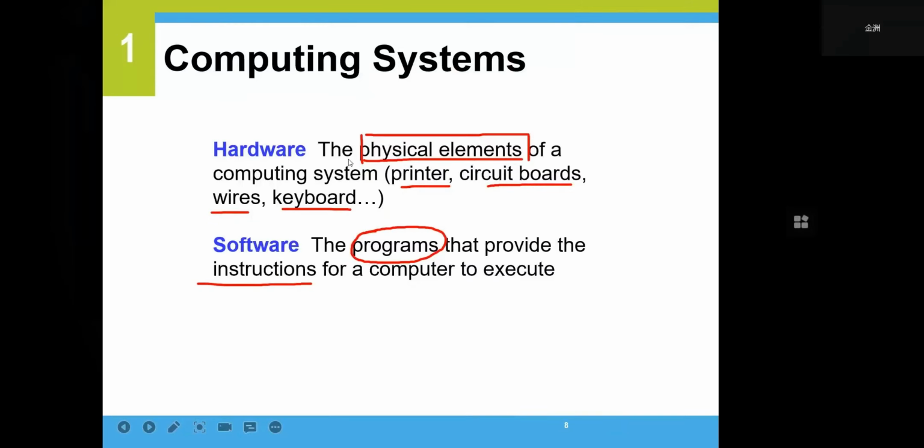The hardware represents the physical elements of a computing system, like the printer, the circuit board, the wires, cables, the CPU, the memory, anything. A lot of you also mentioned this in your answers. While software represents the programs that provide the instructions for the computer to execute.